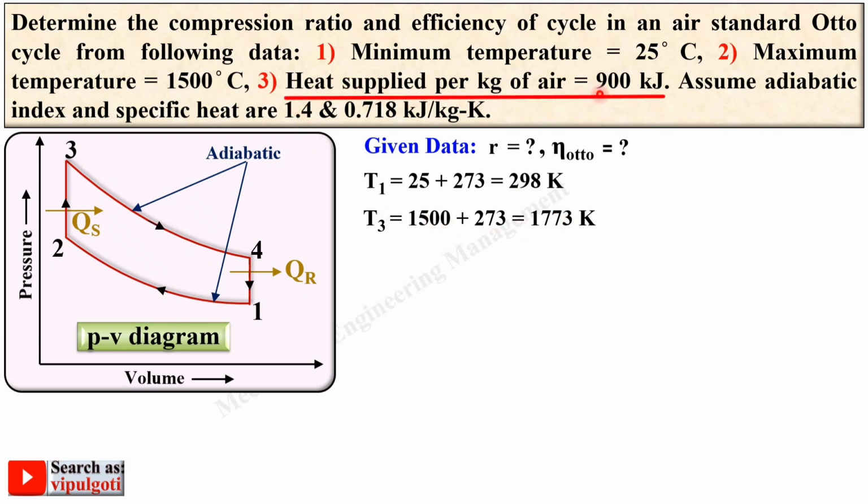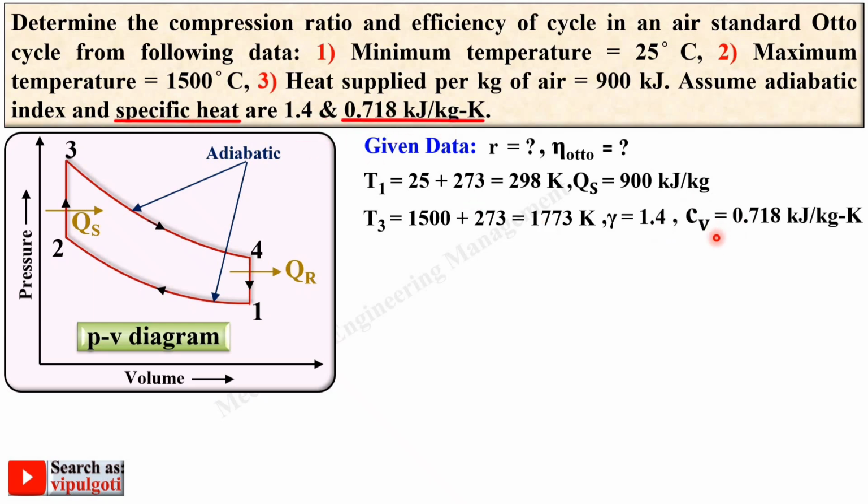Heat supplied per kg of air. In this diagram you can see this is the heat supplied, QS, and that is given to you as 900 kilojoule per kg. Because it is written over here per kg of air, you can understand the mass of the air for this cycle is 1 kg. Assume adiabatic index as 1.4, means gamma is given to you. Next, specific heat is also given to you. This is CV, the specific heat at constant volume, because for the Otto cycle there is always a constant volume process.